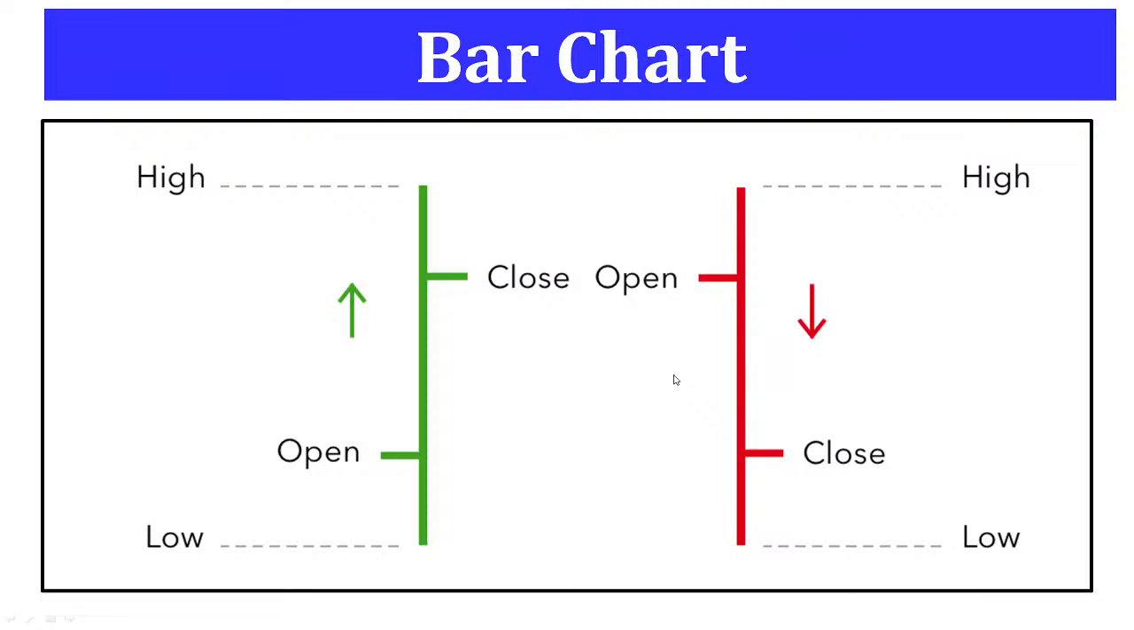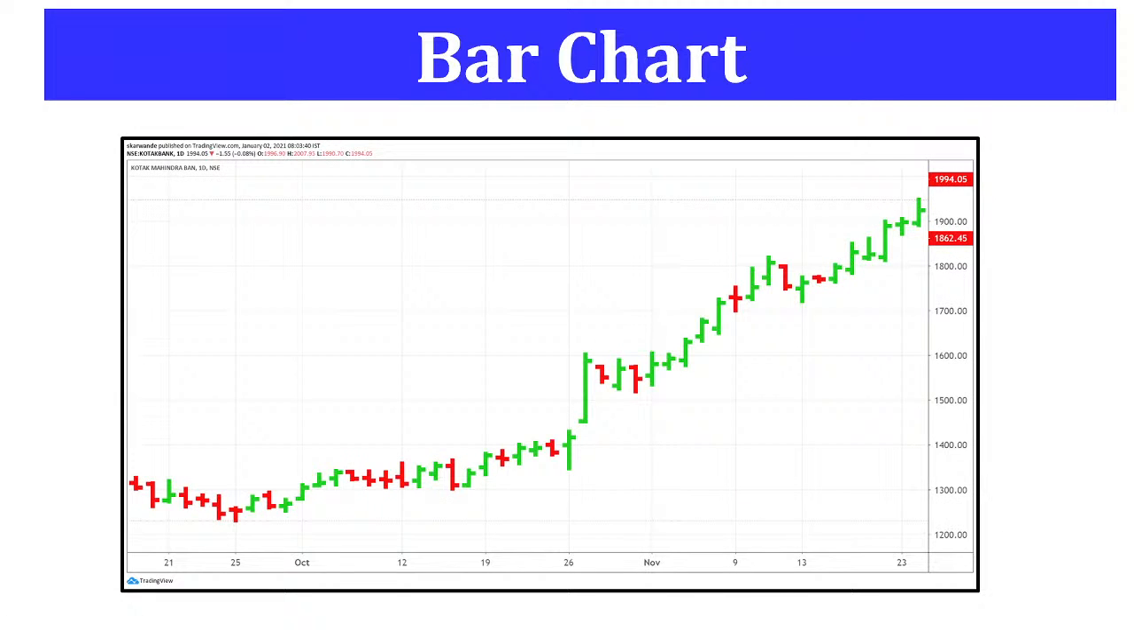Now, how the actual bar chart looks like, we will see. This is again a Kotak Mahindra Bank daily chart. When I'm saying a daily chart, it means one bar represents one day. The latest bar is a green bar telling me that the stock has opened lower and closed higher. The length of the bar tells me the range of that particular stock on that day.